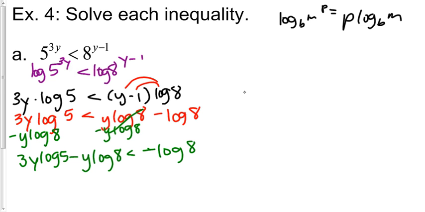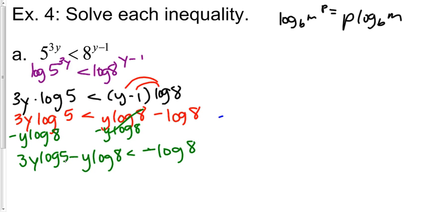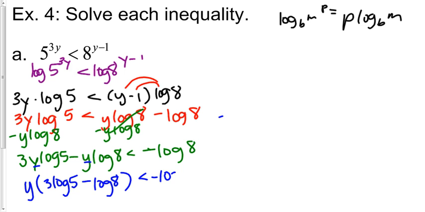Okay, now I'm at the point where I'm going to use factoring. I know this is quite a process here. Let me pick a new color. Okay, so using factoring now, I've got a y as a common factor here. Each term has a y, so we're going to bring that out in front, and I'm left with 3 log 5 minus log 8 is less than negative log 8, and then your last step now is to divide each side.